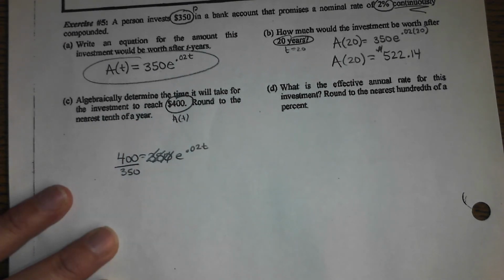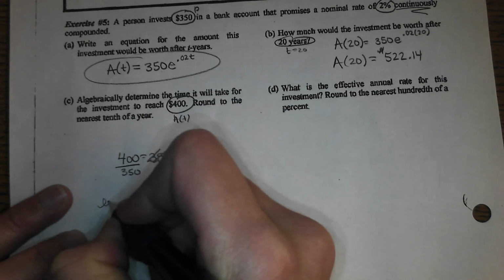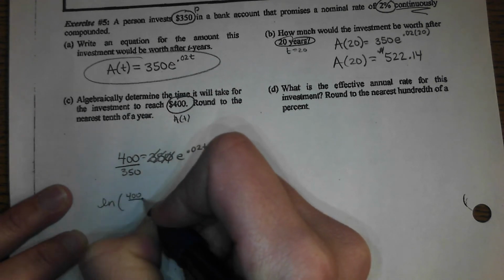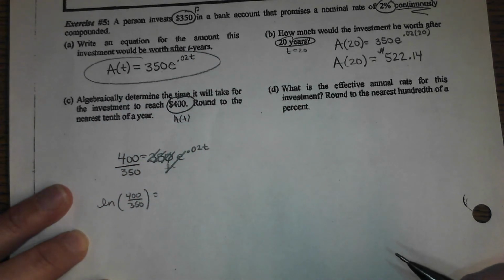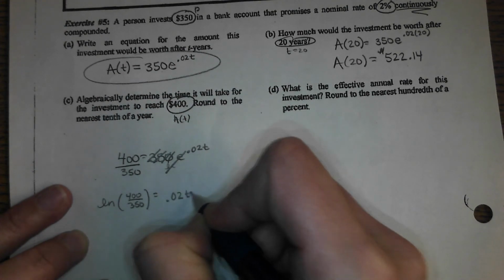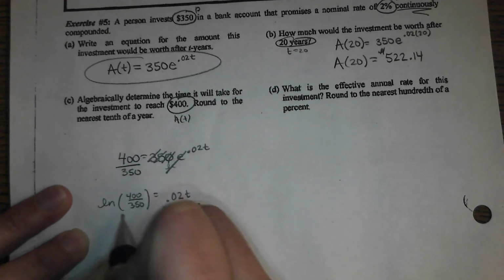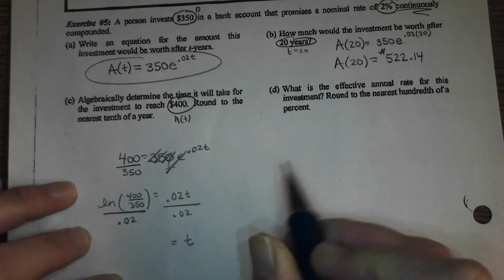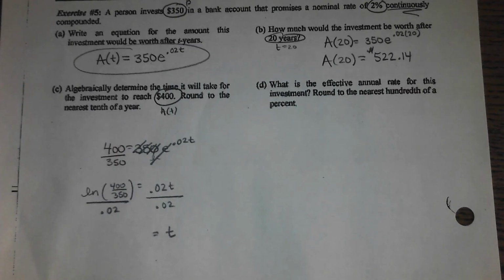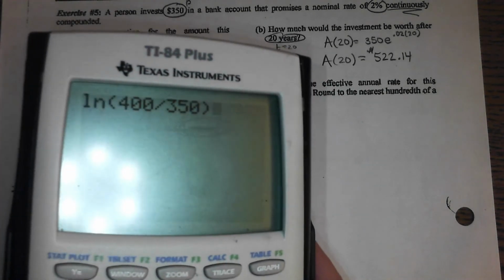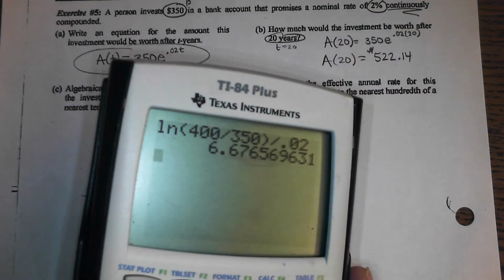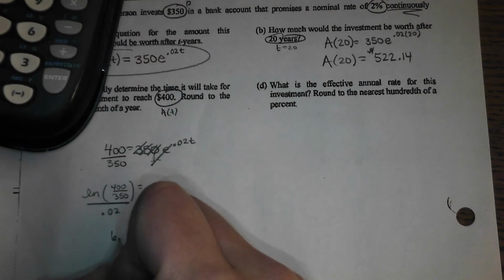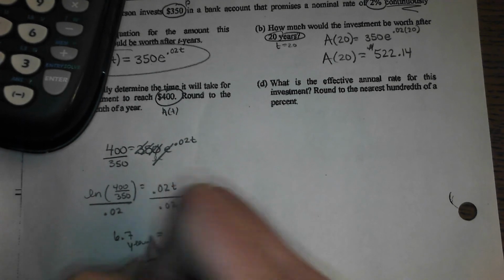To get the variable out of the exponent, we take the natural log of both sides. So the ln of 400 over 350 and the ln of e will cancel. So it'll just equal 0.02t. Divide both sides by 0.02. And t equals, calculator work, natural log of 400 divided by 350. Take that answer, divide by 0.02. It's going to take about 6.7 years. t equals 6.7 years.